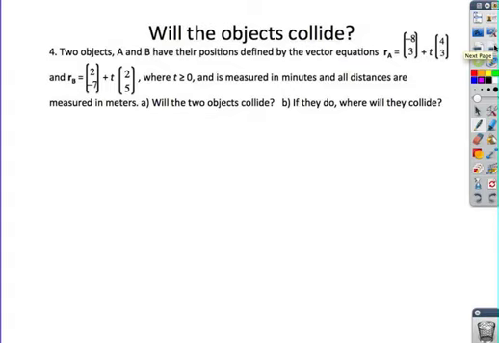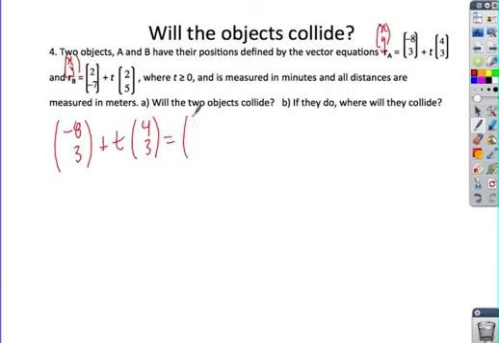All right, and then one more question, same kind of question, will the objects collide? But now we have two objects, both defined by vector equations. And so, again, the idea is the same. Again, don't forget that r can be represented as xy as well. And so now if they collide, their vector equations have to be equal. So we would say (-8, 3) plus t(4, 3) has to equal (2, -7) plus t(2, 5).